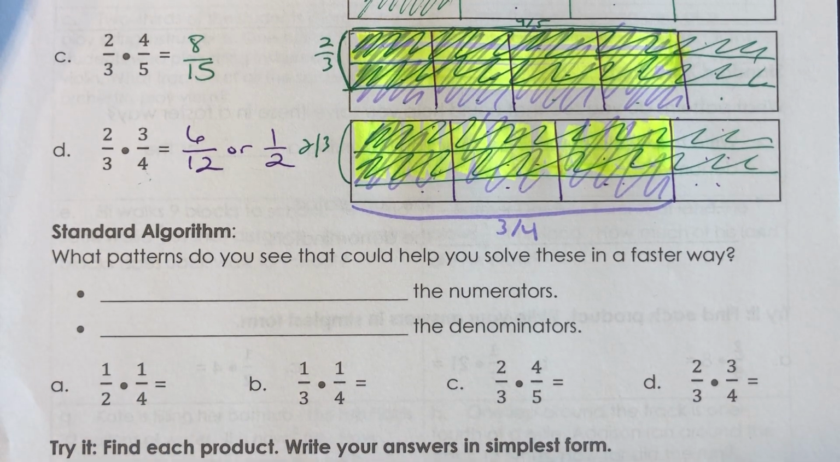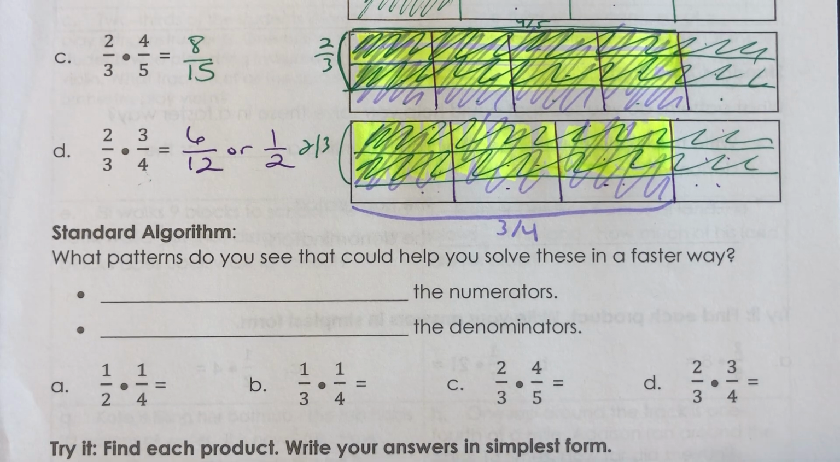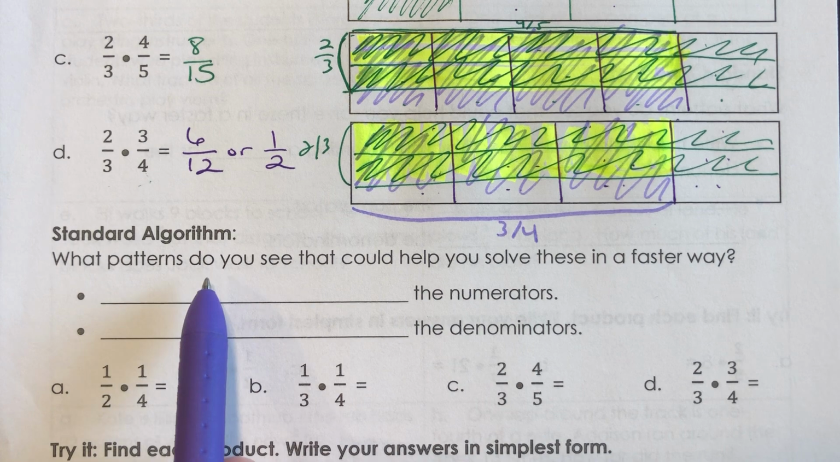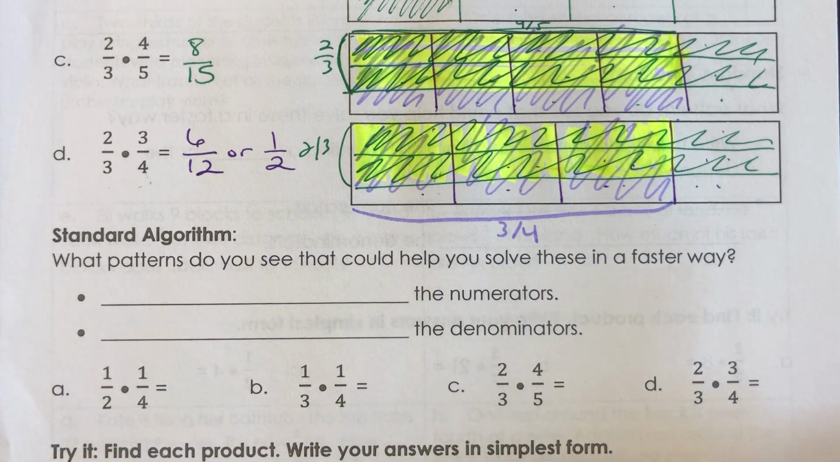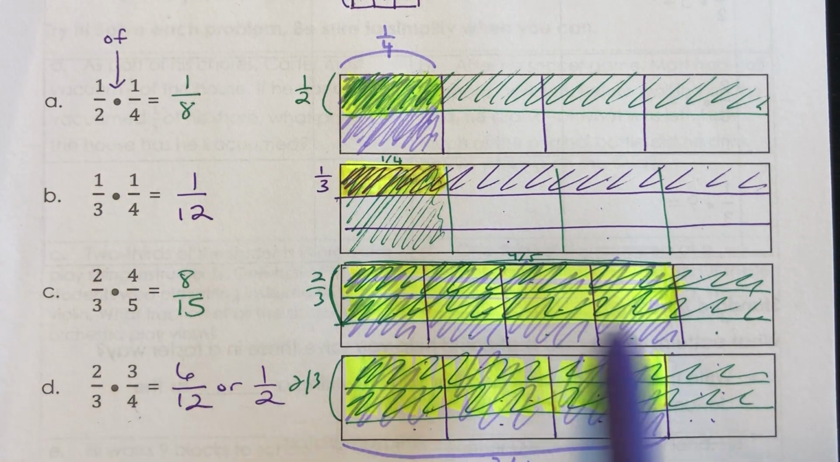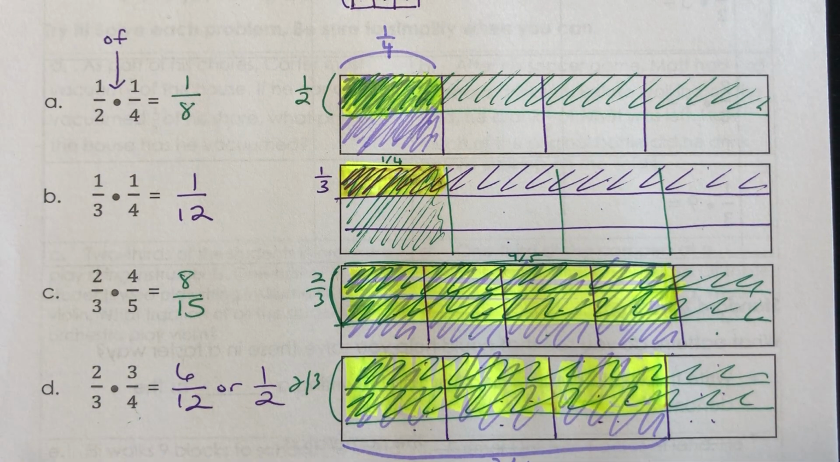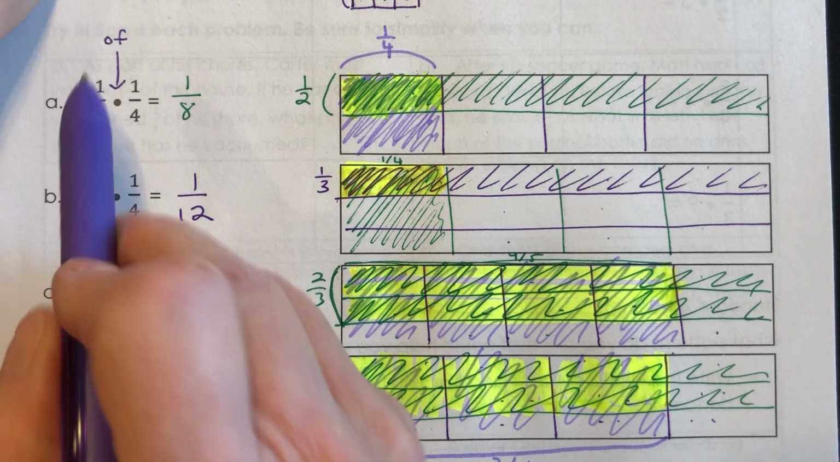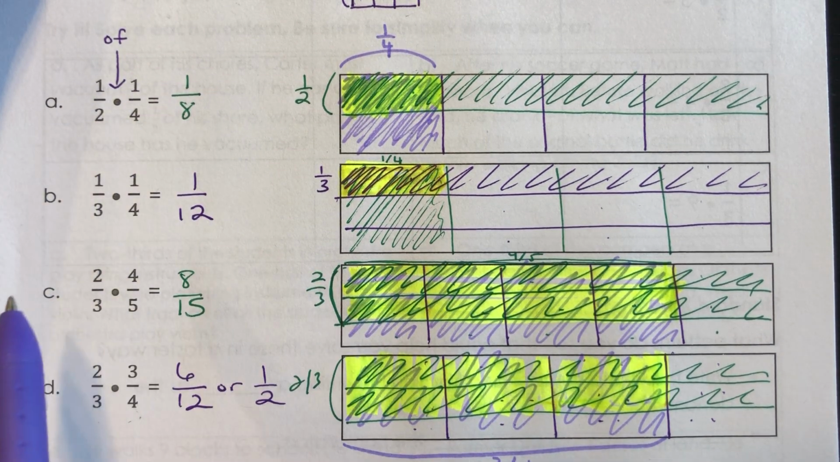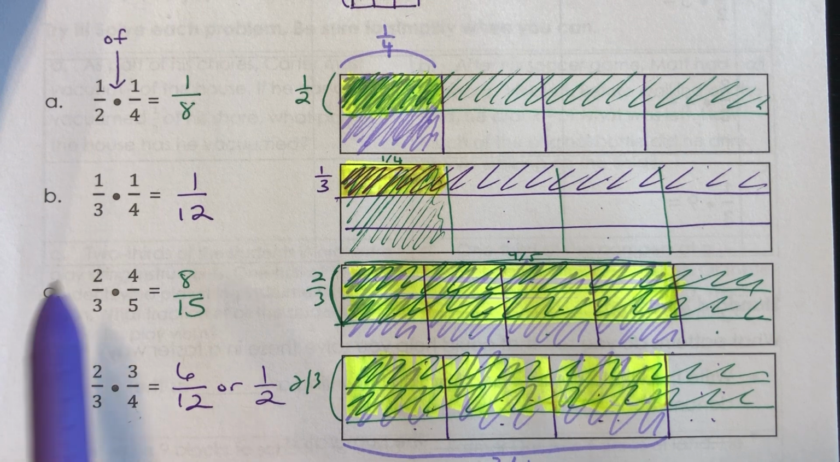Sometimes it's called a traditional algorithm. Either word means the same thing. And I ask the question, what patterns do you see that could help you solve these in a faster way? So I'm hoping right now that you get an understanding of the area model of this, the length times the width of it. And now I want to know, instead of drawing these pictures, what could I do to quicken this up a little bit? So what can you do with 1 and 1 to get 1 and with 2 and 4 to get 8? That's the same operation.